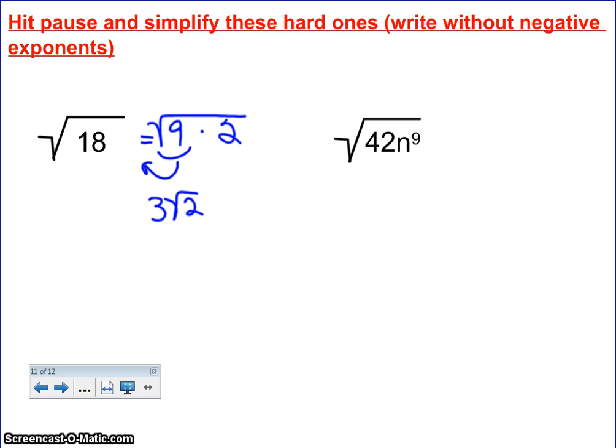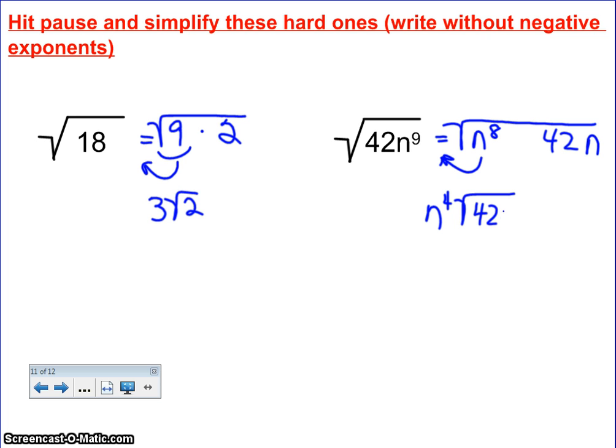We'll do the same thing on this last one. But it turns out that there is no perfect square that factors out of 42. The factors of 42 are like 7 and 6 and 2 and stuff like that, and that doesn't help us. So the 42 is left over. N to the 9th can be factored as n to the 8th with an n left over. So when we go to finish this, n to the 4th comes outside, and we've got a 42n left over.